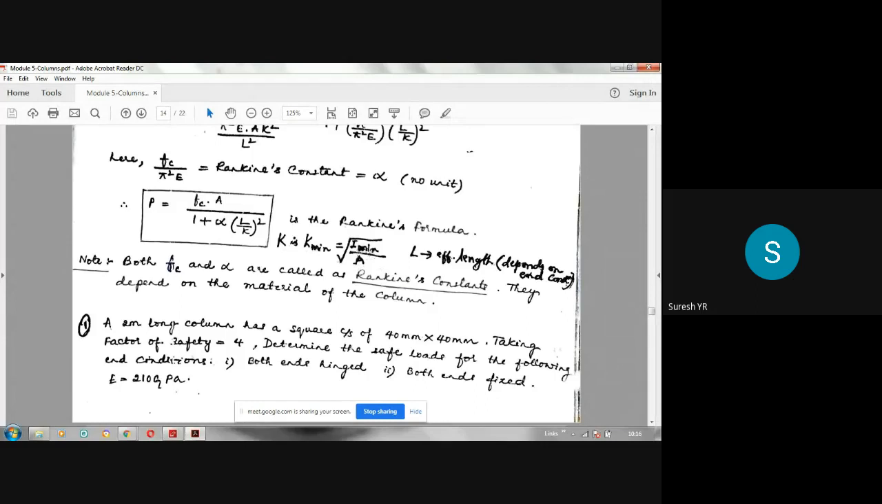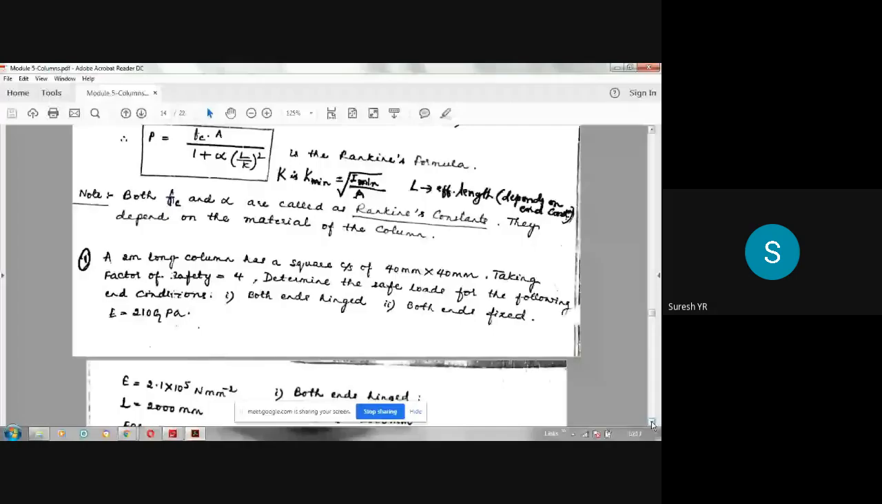So if you substitute that, you will get K. L is the effective length depending on the end conditions, which I already told. Please make a note here: both Fc and alpha are called Rankine's constants, and both depend on the material of the column. In some books they say alpha is Rankine's constant, in some books they say Fc is the constant. Don't worry, anyway they are constants only. Fc has a unit of Newton per mm square. It is the crushing strength of the material of the column.